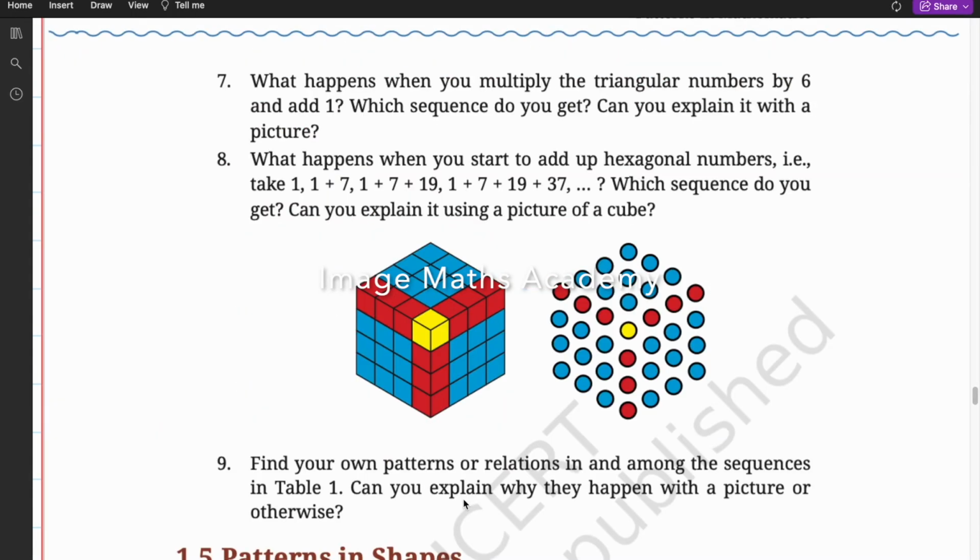Question number 7. What happens when you multiply the triangular numbers by 6 and add 1? Which sequence do you get? कौन सा sequence हमको मिलेगा? And can you explain it with the picture? And picture के साथ हमको उसको explain करना है.